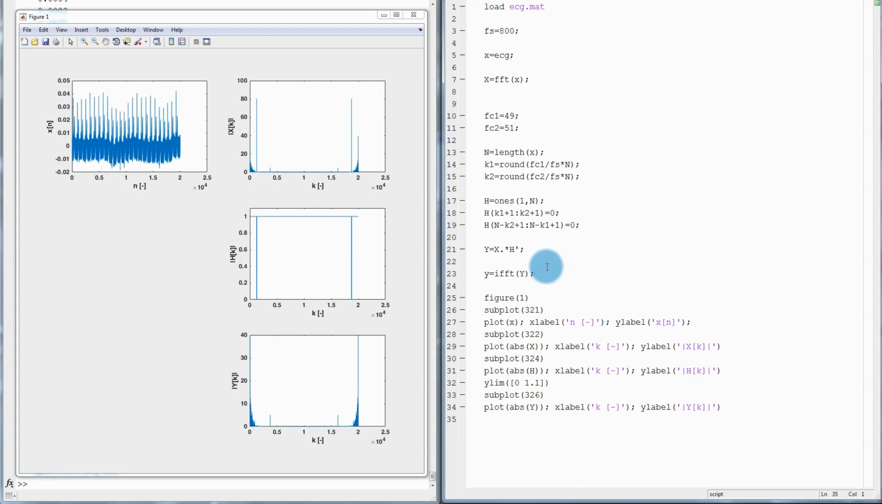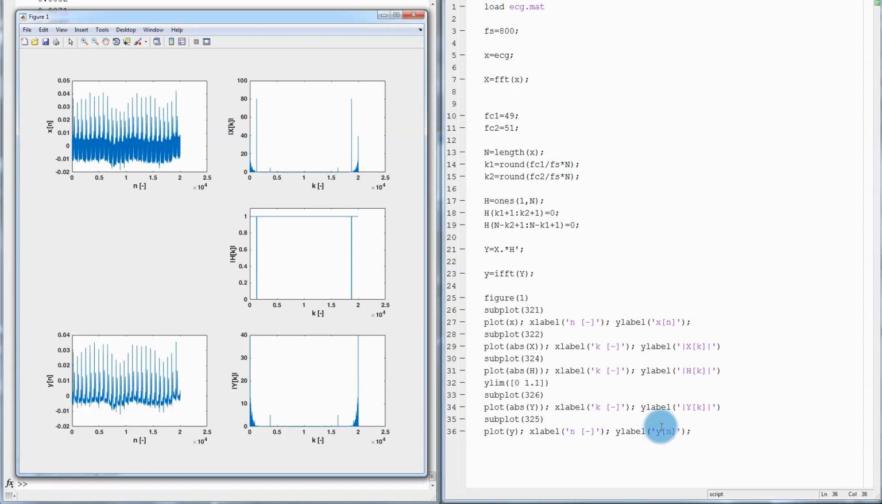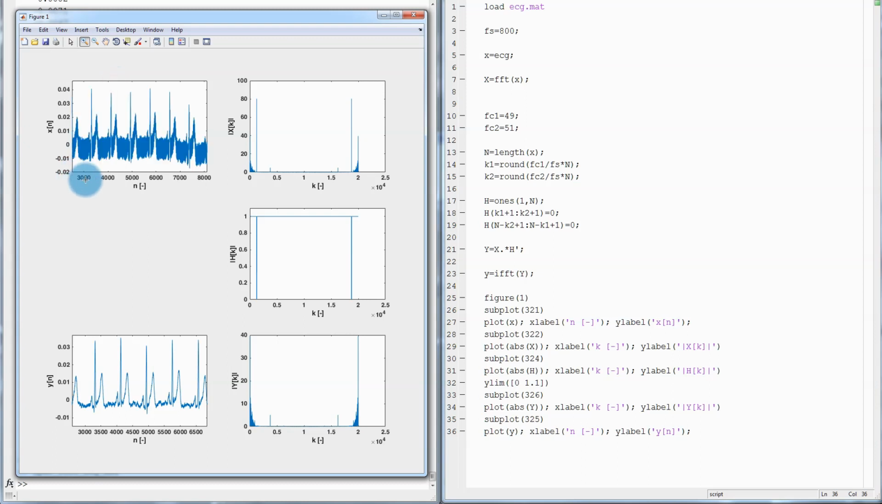This is it, and let's plot it. And this is my result. When I zoom in, I have my ECG with much less power noise interference than I had before. Well, you can see that I still have some interference left here. There is some noise. This does not have to be the power noise. That can be a different kind of noise.